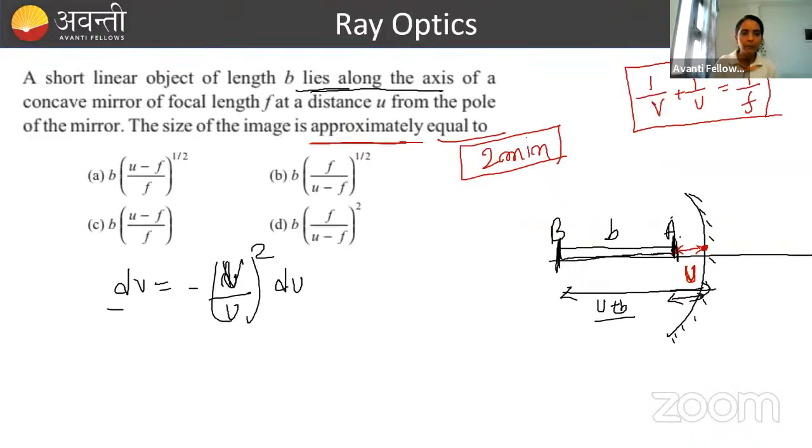Now look here, dv we need to calculate, the length of image we need to calculate. Length of object is given, right? Length of object is how much? B. So this value is given, B. What will be the value of v by u? That we need to see here.